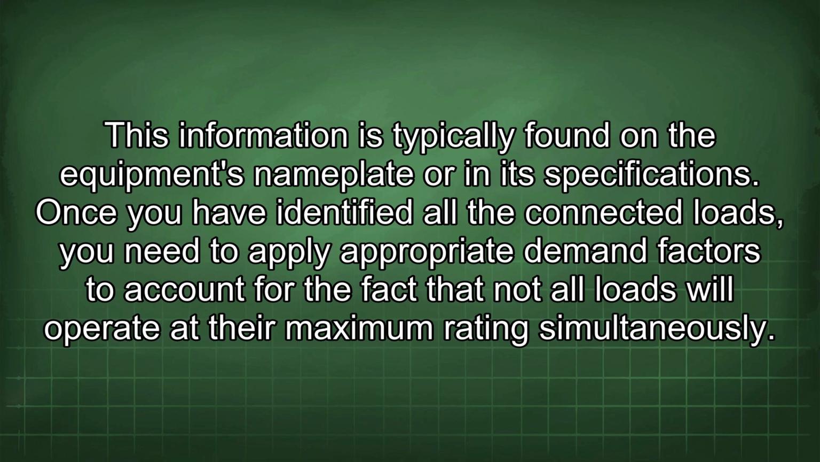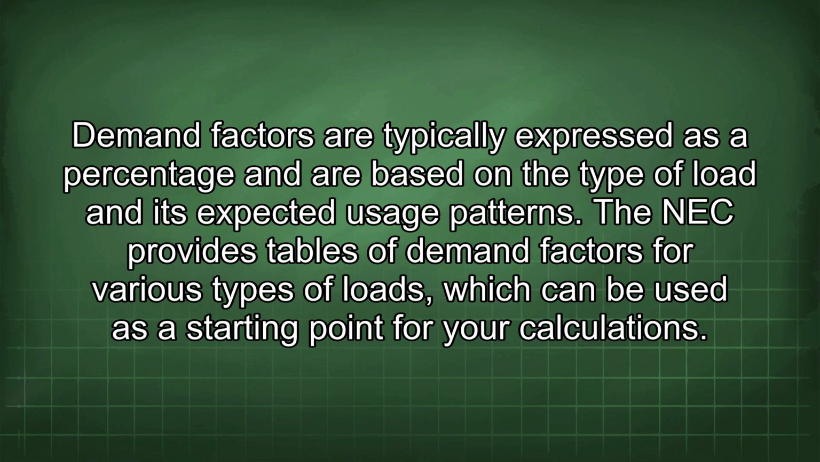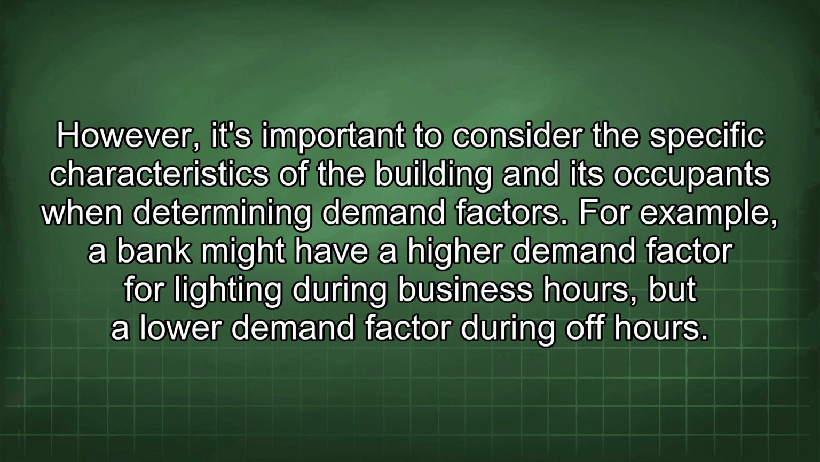Once you have identified all the connected loads, you need to apply appropriate demand factors to account for the fact that not all loads will operate at their maximum rating simultaneously. Demand factors are typically expressed as a percentage and are based on the type of load and its expected usage patterns. The NEC provides tables of demand factors for various types of loads, which can be used as a starting point for your calculations. However, it's important to consider the specific characteristics of the building and its occupants when determining demand factors. For example, a bank might have a higher demand factor for lighting during business hours, but a lower demand factor during off hours.